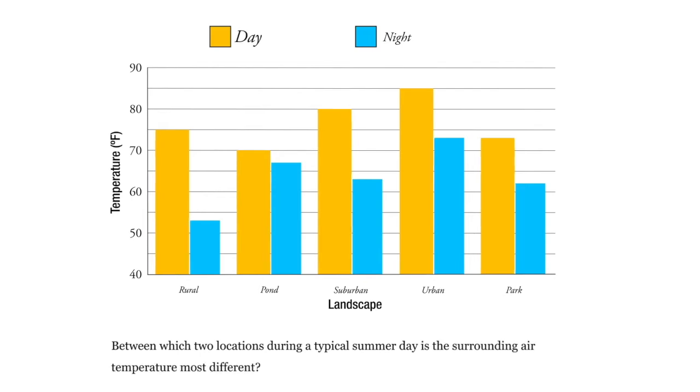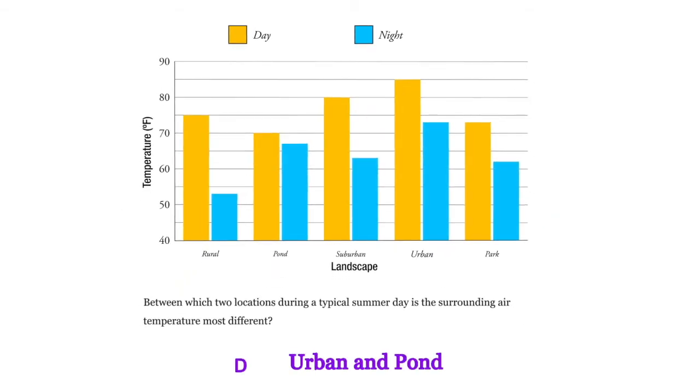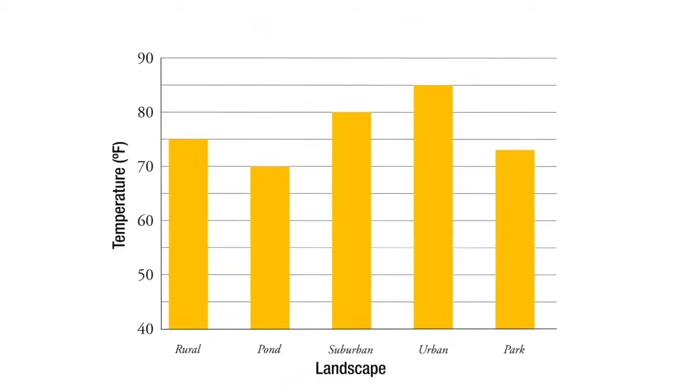So the answer is this one, urban and pond. So let's make the other ones kind of fade away. And we're trying to find the biggest difference in a typical summer day. So the urban is way up here, and the pond, the urban is the highest, the pond's the lowest, so that's the biggest difference.